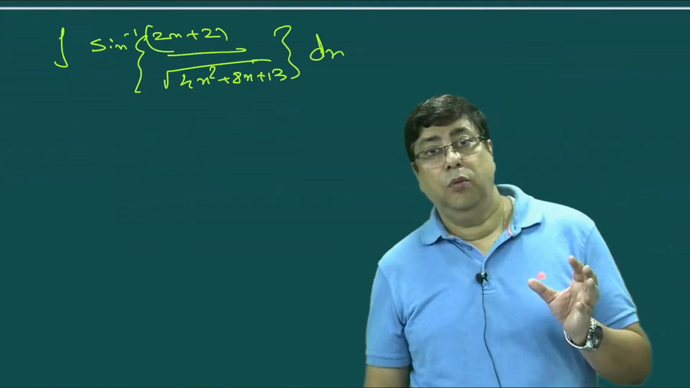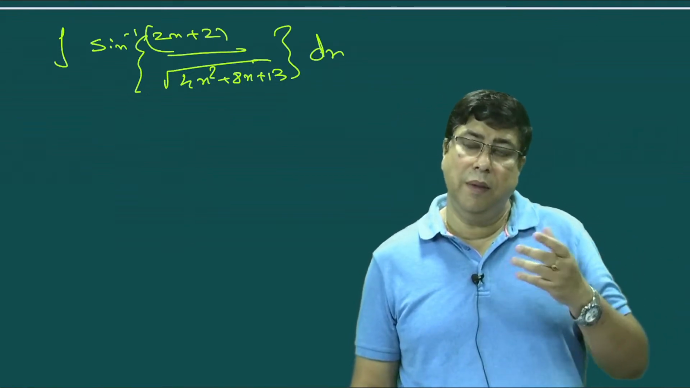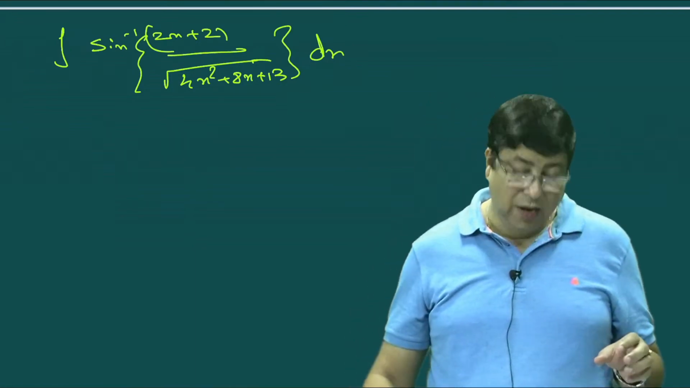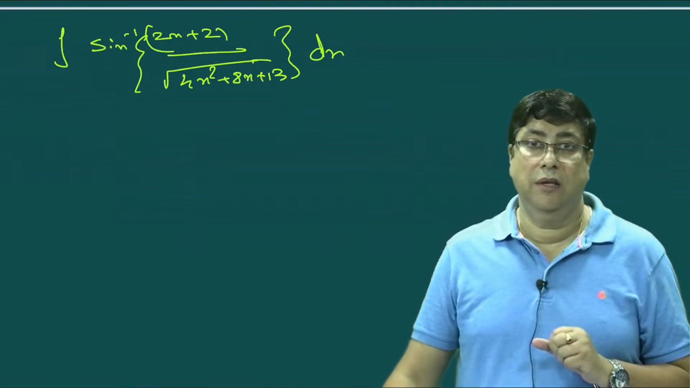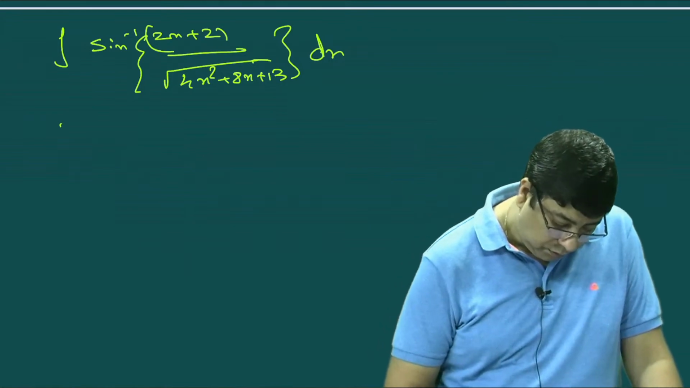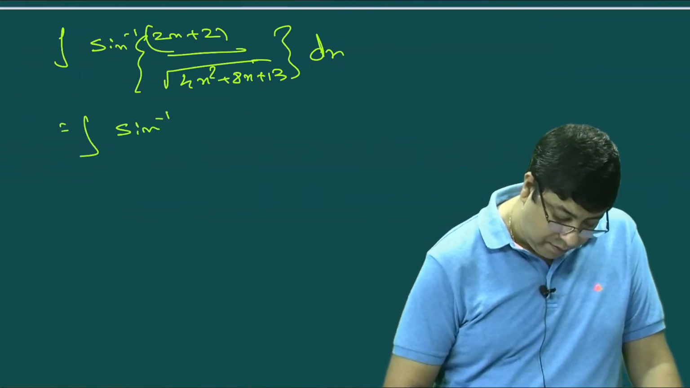First of all, within sine inverse, this type of sums, sometimes it can be sine inverse, sometimes cos inverse, sometimes tan inverse. So within the sine inverse, whatever there, we have to substitute in terms of some sine theta. So how to solve this sum?